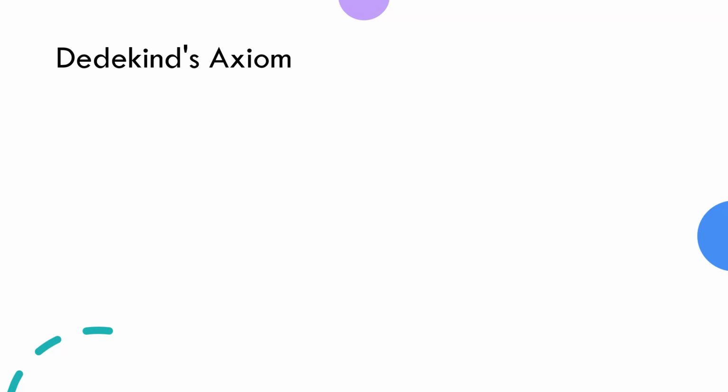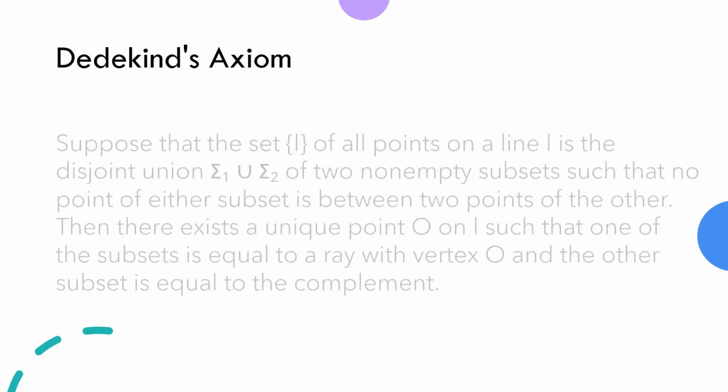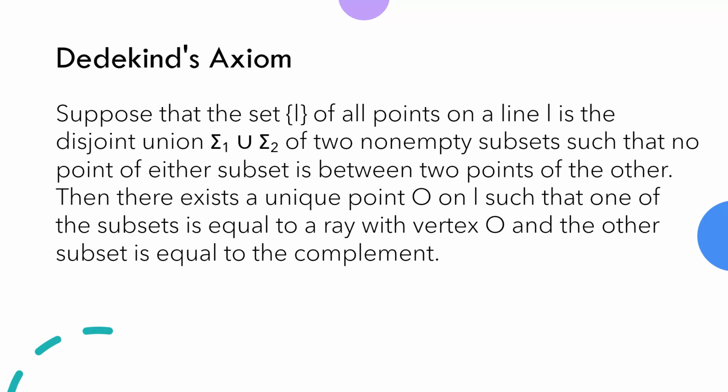So, Dedekind's axiom. Suppose that the set of all points on line L is the disjoint union of two non-empty subsets, Σ1 and Σ2, such that no point on either subset is between two points of the other. Then there exists a unique point O on L such that one of the subsets is equal to the ray with vertex O and the other subset is equal to its complement.